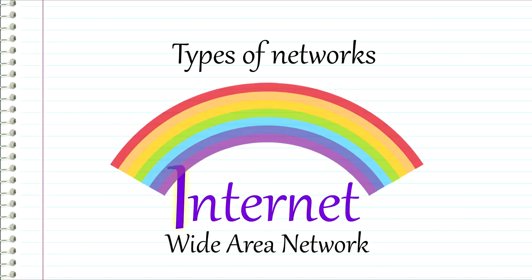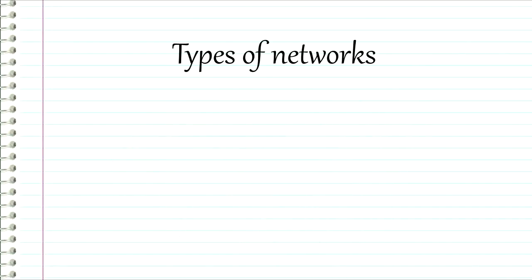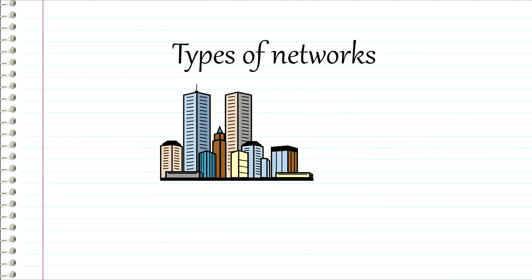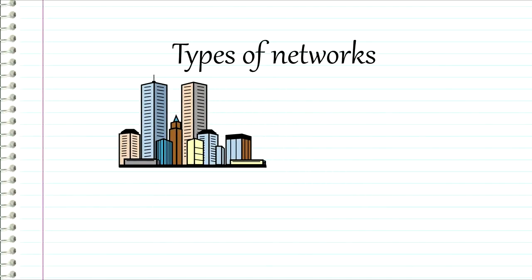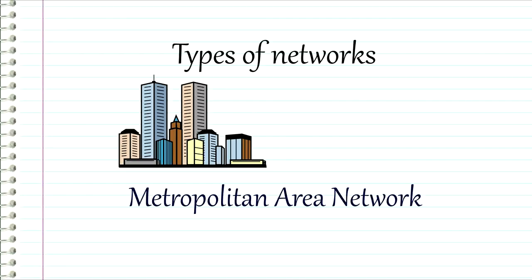Wide area network is the biggest. It covers almost the whole planet. If some city has its own wireless internet access or Wi-Fi, that network is called a Metropolitan Area Network, or MAN. It covers the range of 5 to 50 kilometers in diameter.